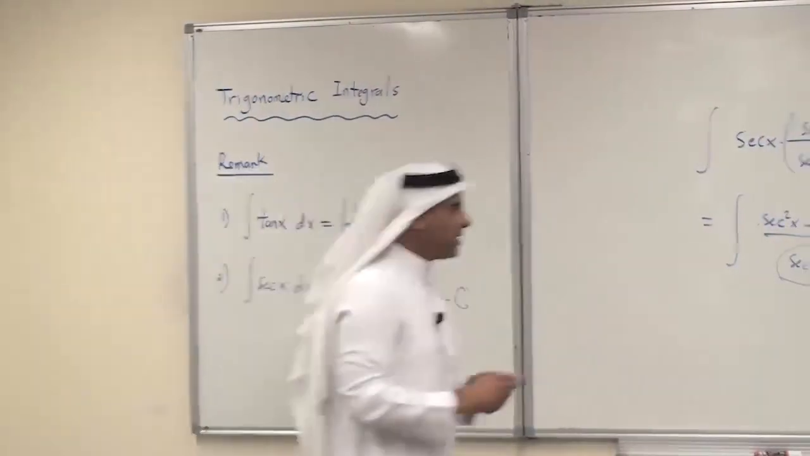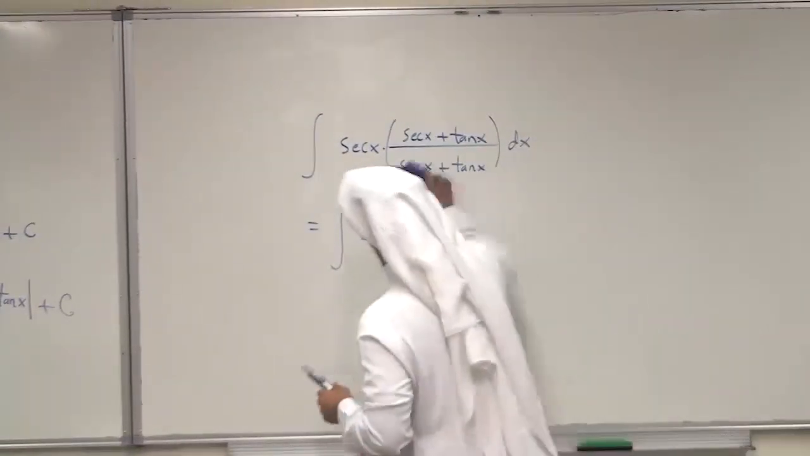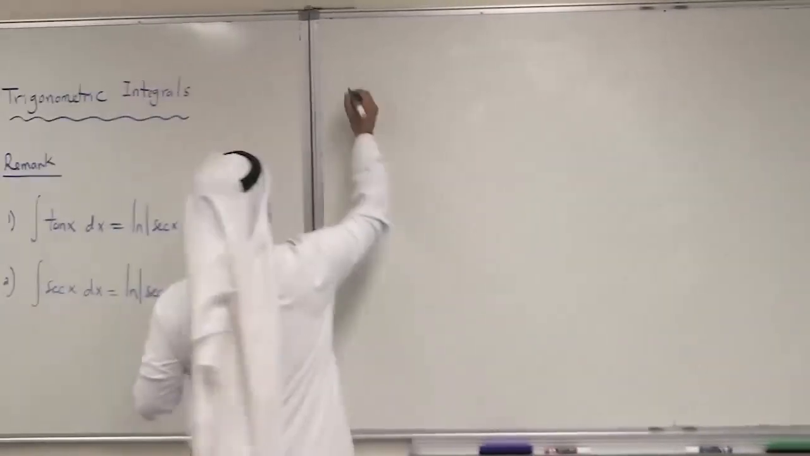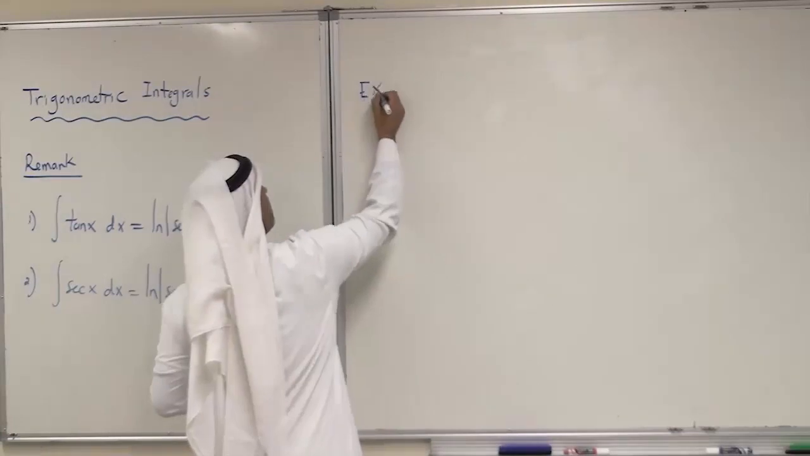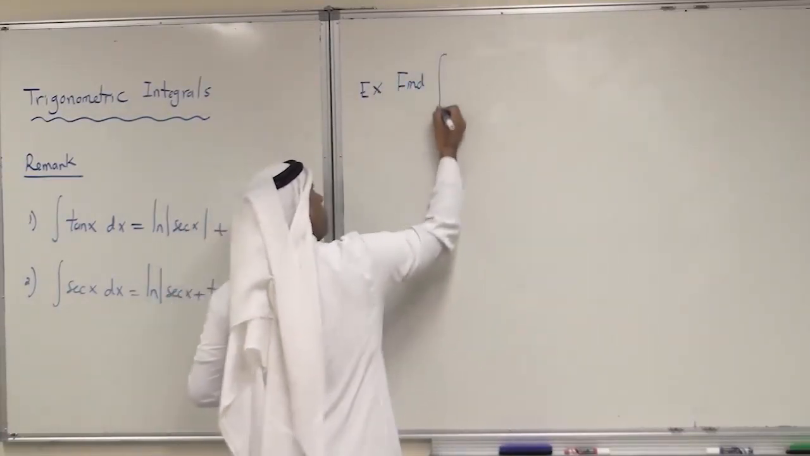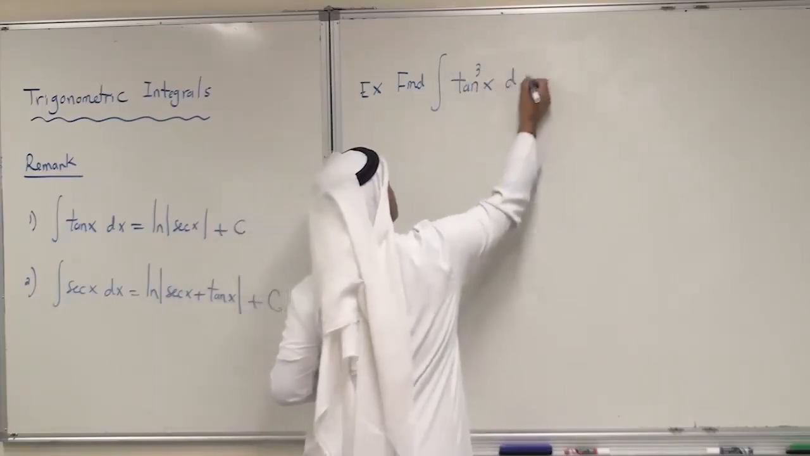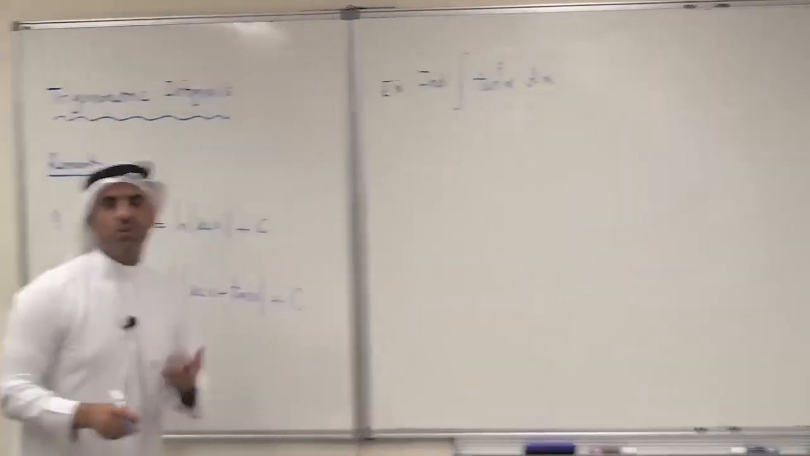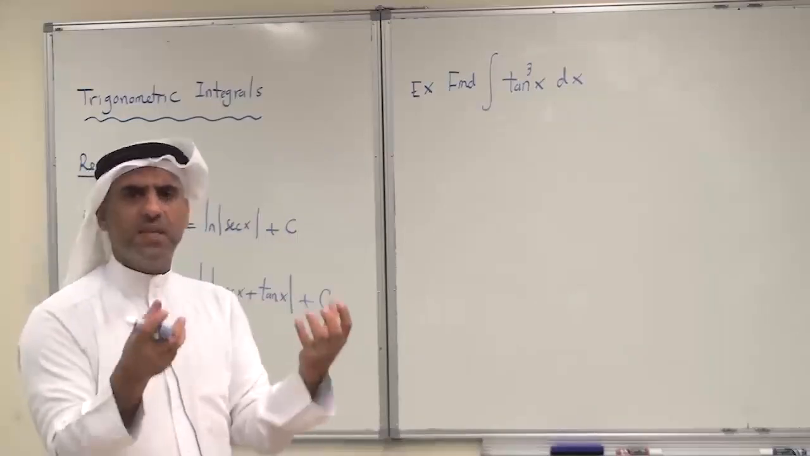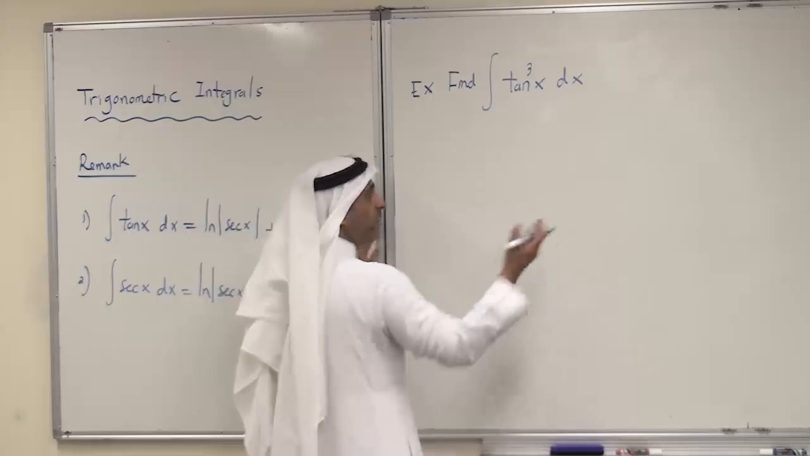I will use these two results to solve the following two exercises. The first one of them is the integral of tangent cubed. And the other one is the integral of secant cubed. So the question here says, find the integral of tangent cubed of x dx. I will solve this one in two different ways. I mean, two different representations only. At the end of the day, we get the same answer. You may have different forms, but both of them are correct.